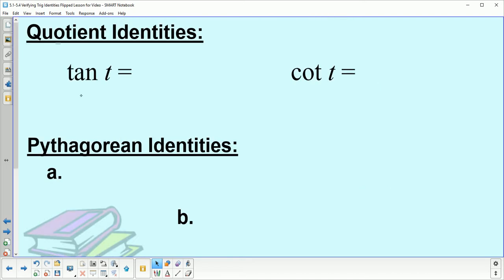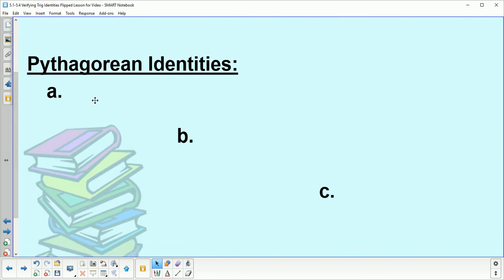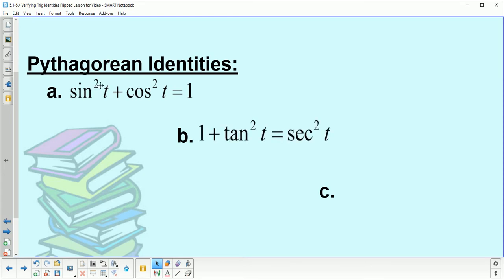Then we have the quotient identities, which tells us that tan is sine over cosine and cotangent is cosine over sine. And then also ones that we have talked about already, the 3 Pythagorean identities, sine squared plus cosine squared equals 1. And then we have the other 2 that are essentially just manipulations of that. 1 plus tangent squared equals secant squared, and 1 plus cotangent squared equals cosecant squared. Okay, so these are all really the same thing, and we're going to talk a lot in class about switching things into terms of sines and cosines when we work with identities. And if we did that with these 2, you'd really see how identical they are.